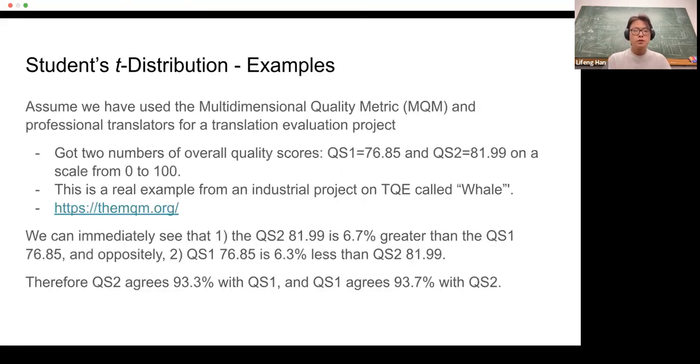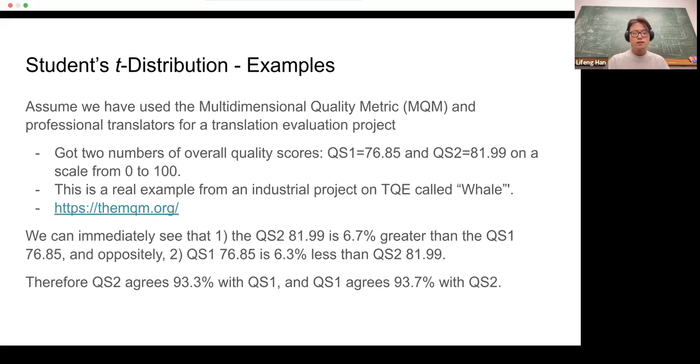Let's see another example using the student t distribution. Assume we have used the multidimensional quality metric MQM and professional translators for a translation evaluation project. And we got two numbers of overall quality score, QS1 equals 76.85 and QS2 equals 81.99 on a scale from 0 to 100. This is an actual real example from an industrial project of translation quality evaluation called WHEEL.